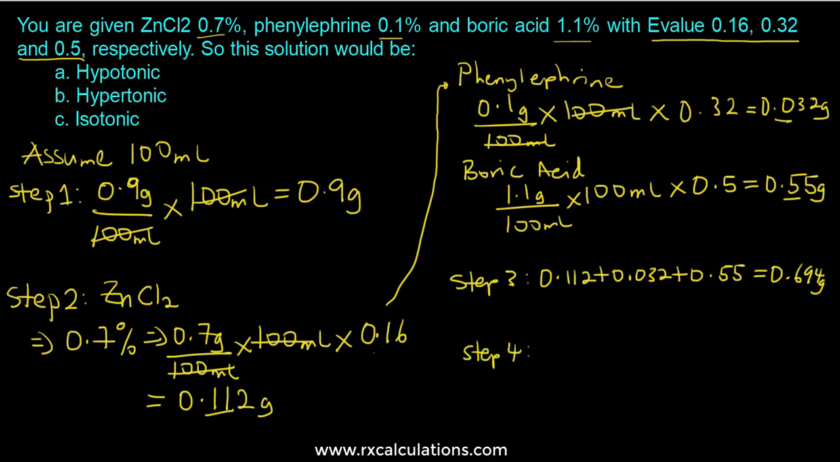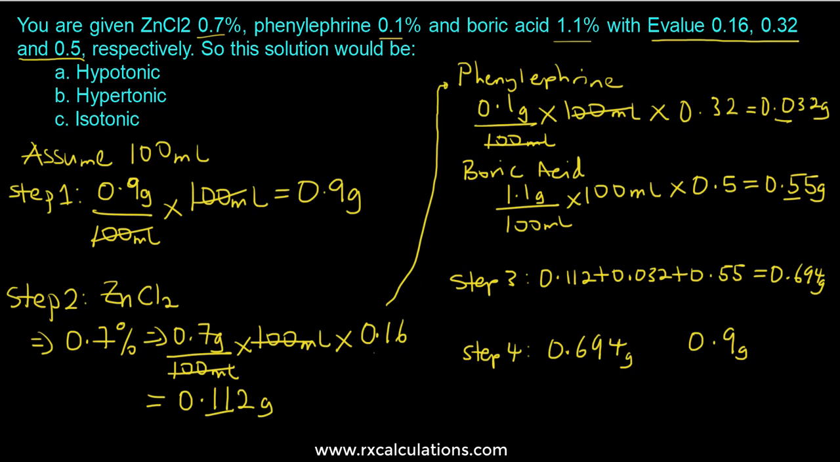All right. So for step four, we compare. We have 0.694, and we are comparing that with the 0.9 that we had in step one. So here is the thing. The 0.9 grams is what represents isotonicity. So if the value that you calculate from step three is equal to 0.9, then your solution will be isotonic. Obviously, we had 0.694, so that's certainly not isotonic, so option C is out.